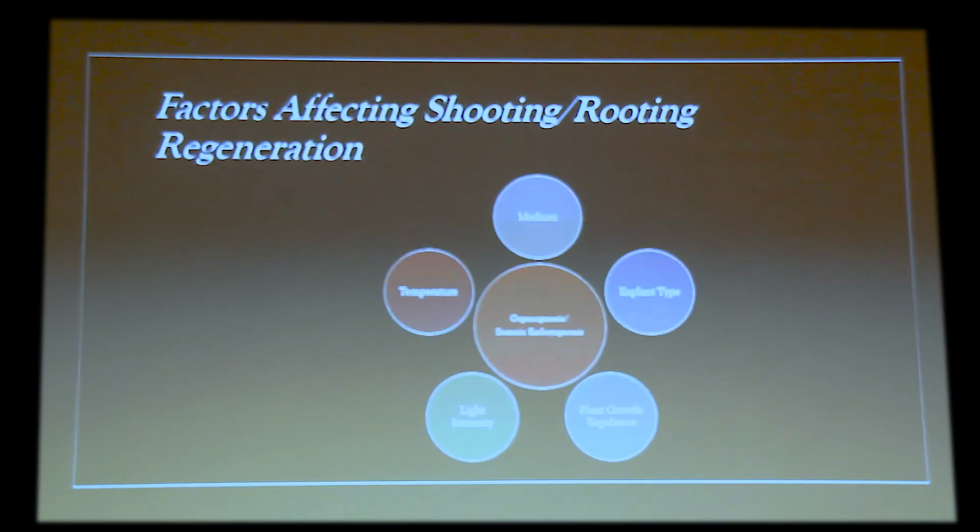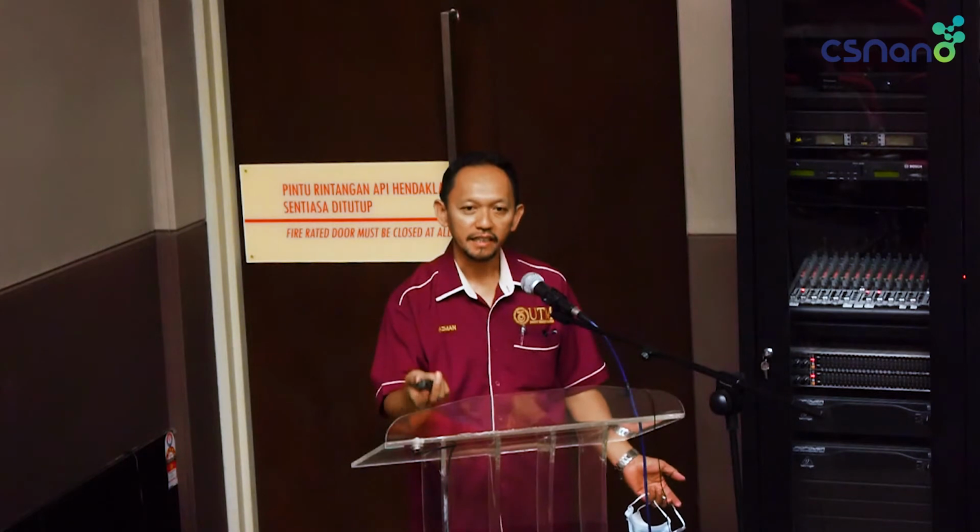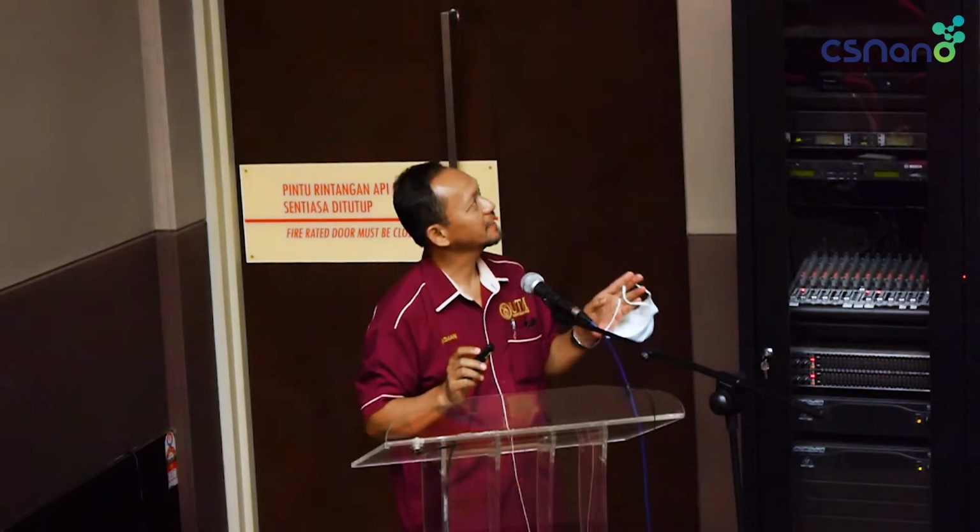So in vitro, everything is controlled. Why do we need to control? Because of certain reasons. If you're interested in a certain compound, for example, you want to enhance the compound, or you want to go for plant propagation, for example shoot multiplication or root induction, everything must be controlled. There are a lot of parameters to be controlled. This is some of it. Medium is where you grow the plant. You need to have food for plants.